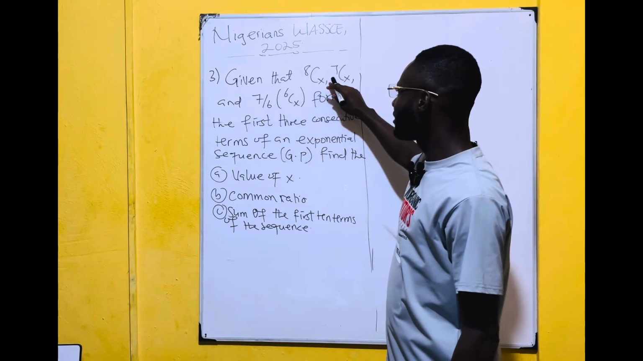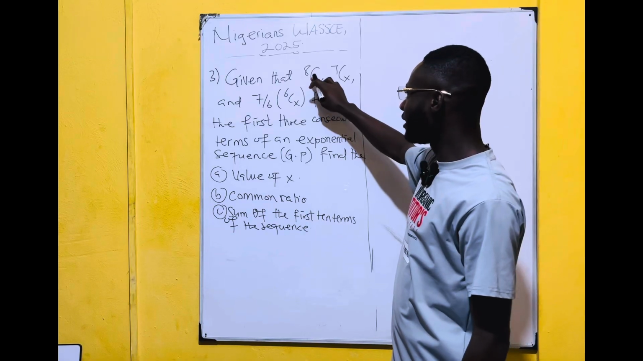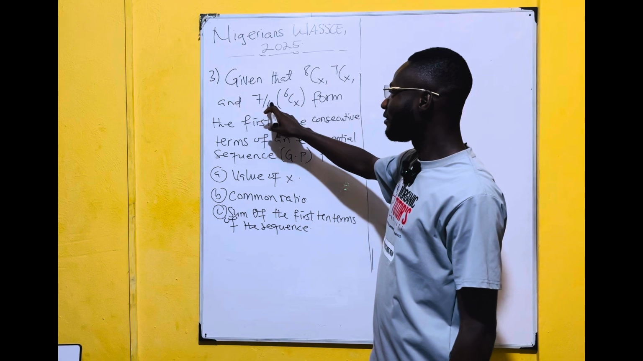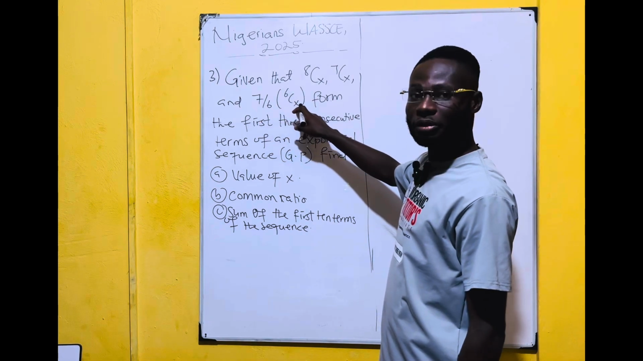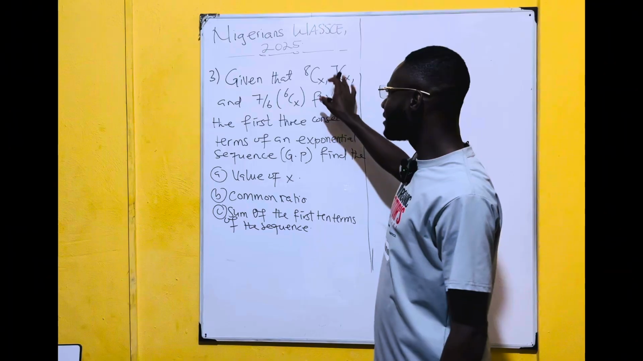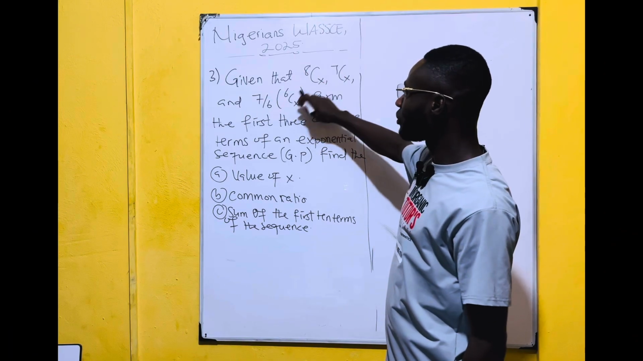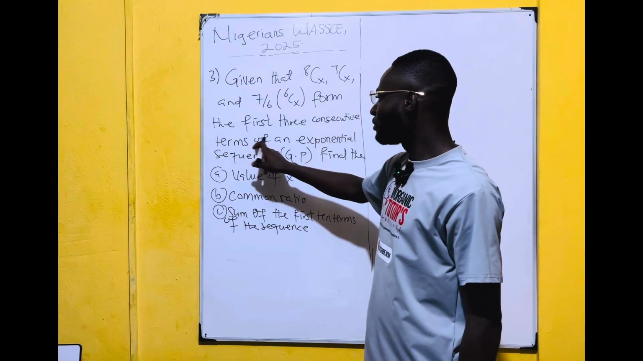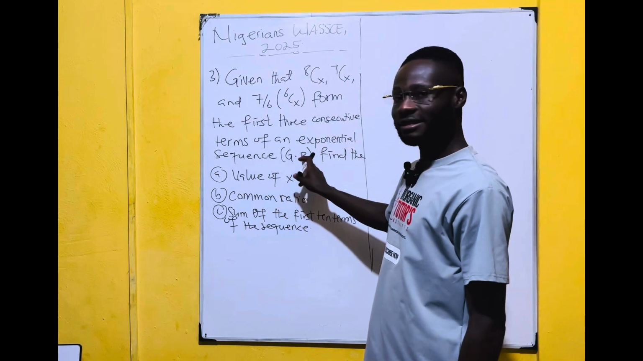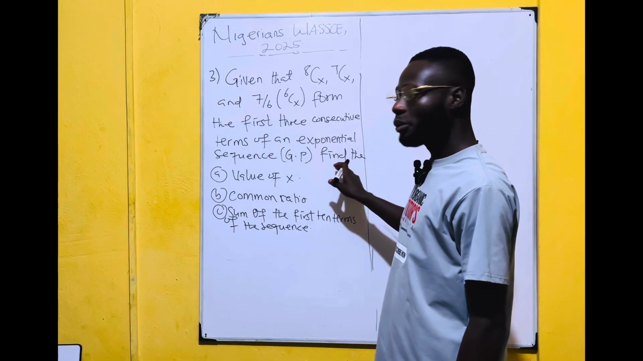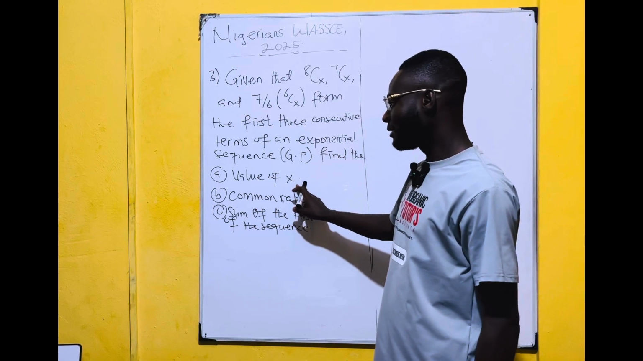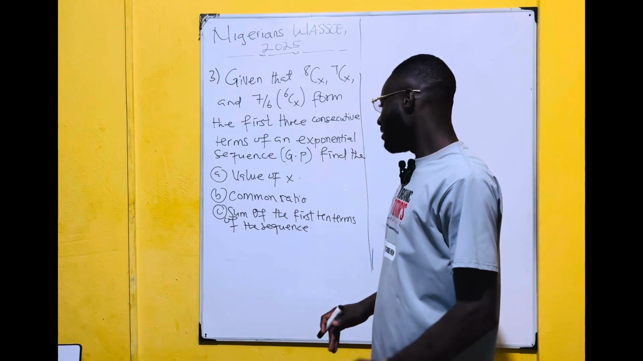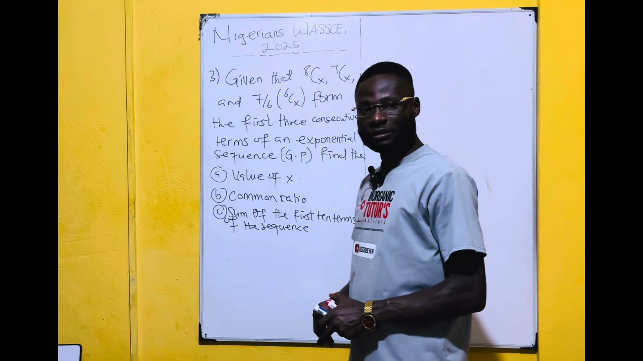We are given these combinations, right? 8 combination x, 7 combination x, 7 over 6 times 6 combination x. These 4 items, or 1, 2, 3, form the first 3 consecutive terms of an exponential sequence, that is the GP. Now we want to find the value of x, and then find the common ratio, and then finally we will find the first 10 terms of the sequence.